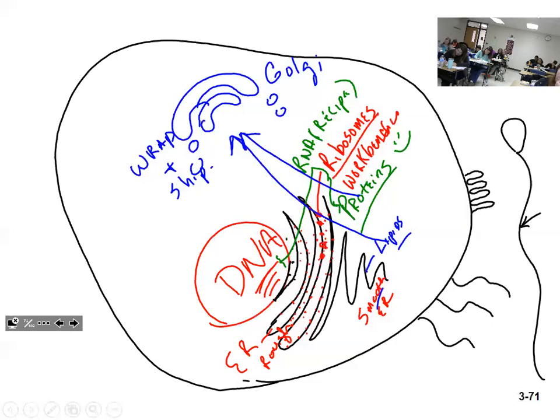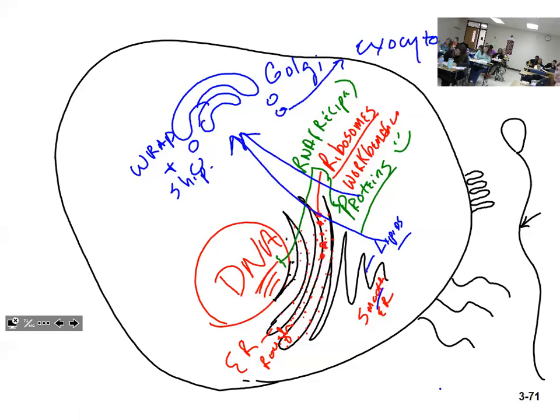Now, some of these products are just going to be used in the cell. They're going to be sent straight to be used in the cell. But some of them are going to have to be wrapped and shipped. And then do you notice these vesicles, they might have to be sent through exocytosis and leave the cell. Do you get what I'm saying? Yes. Right?